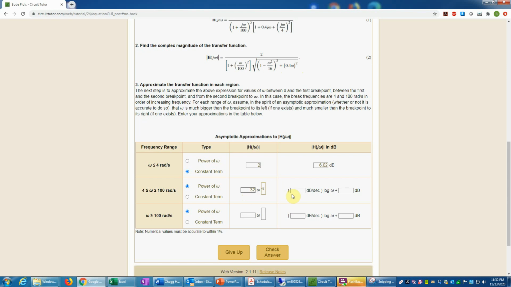Okay, so now we need to convert that to logarithmic units. So here we have to use the basic property of logarithms. Remember, it's 20 times the log of this that's going to be over here in decibels. So 20 times the log of this, well, it's a log of a product of 32 and omega to the minus 2. And remember that the log of a product is, of course, the sum of the logs. It's the principle underlying slide rules, for example. So the log of 32 times 20, we just do that on our calculator. So that's 20 times the log of 32. And that is 30.10 decibels. So that's the constant term.